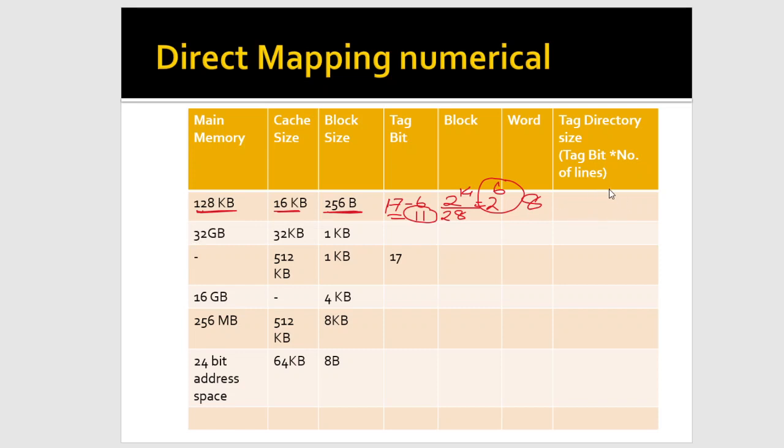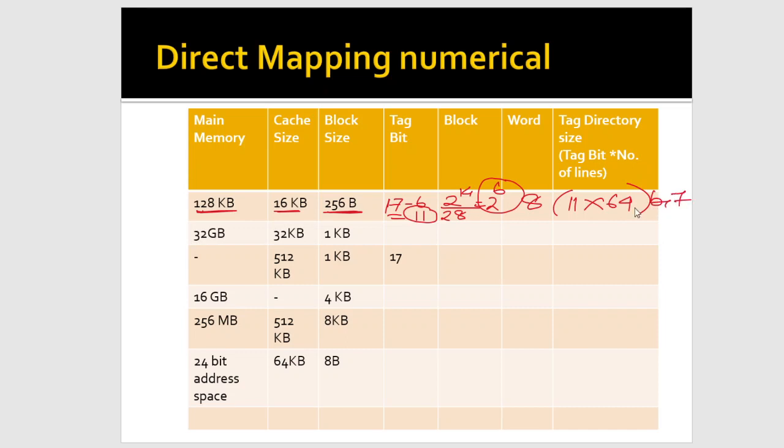So next is tag directory. So tag bit is 11, into the number of blocks in the cache, that is the number of lines. How many lines are there? 2 to the 6 blocks means 64. So my tag directory size will be 11 into 64 bits.